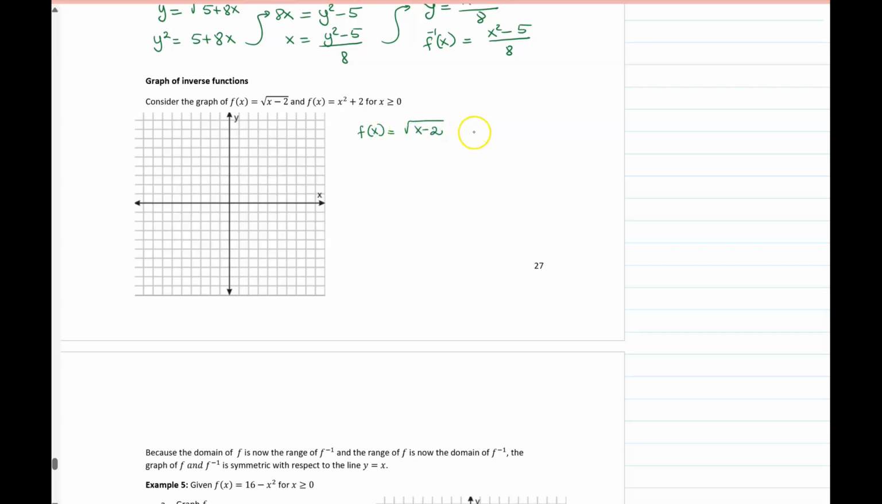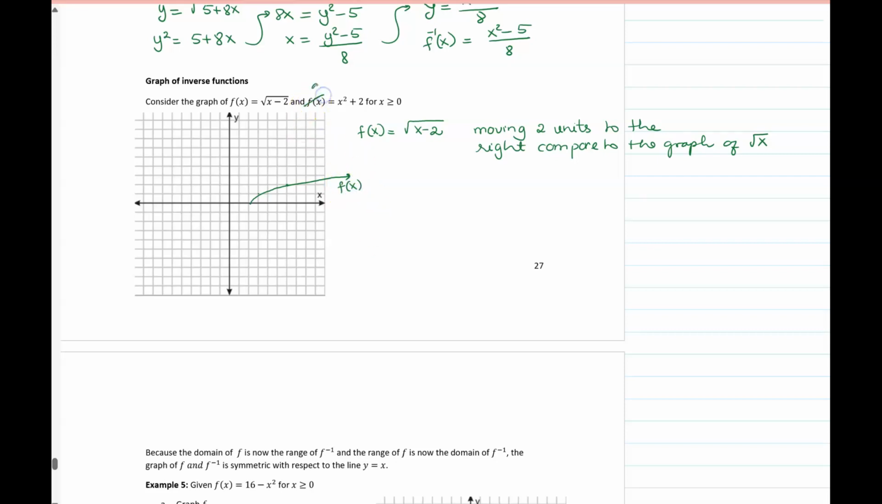So this graph is moving 2 units to the right compared to the graph of square root of x. So this looks like this. This is f of x.